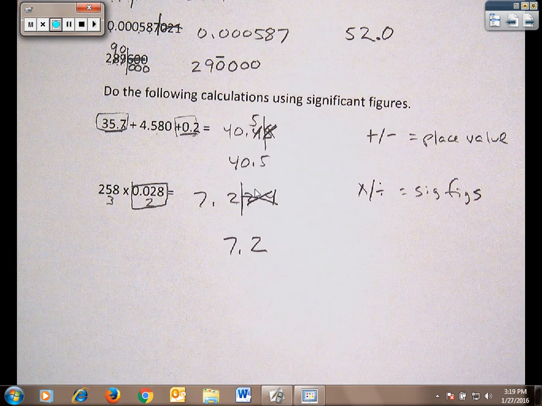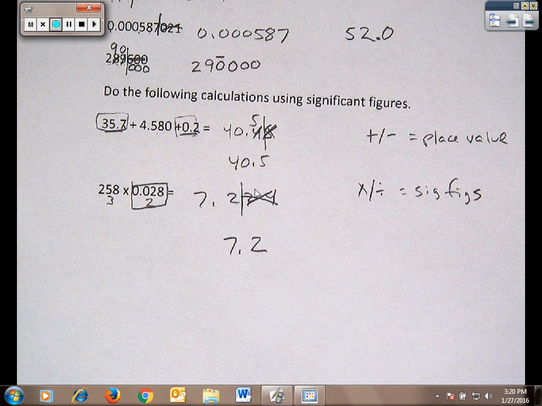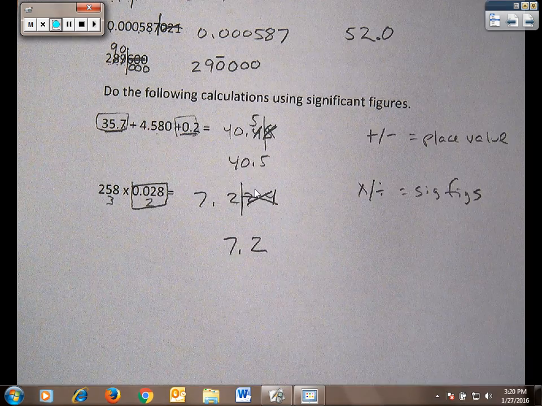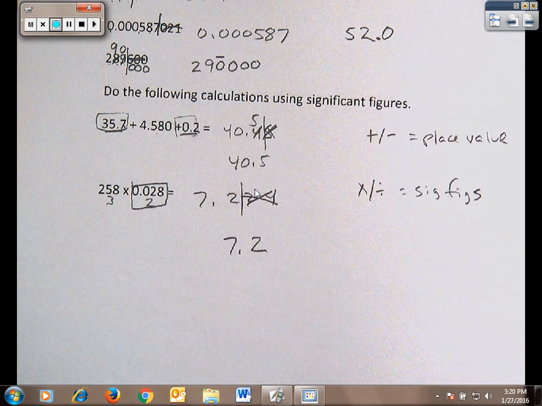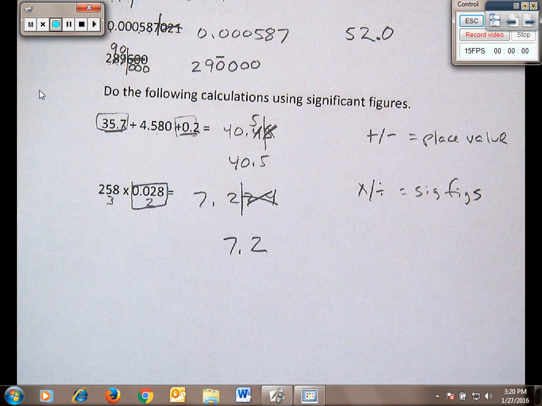I am aware that there are some that teach about these 4s and rounding things down when you see 4s. We are using the basic rules for math rounding when we do our rounding with significant figures. Make sure that if you're one of my students, that's what you do.